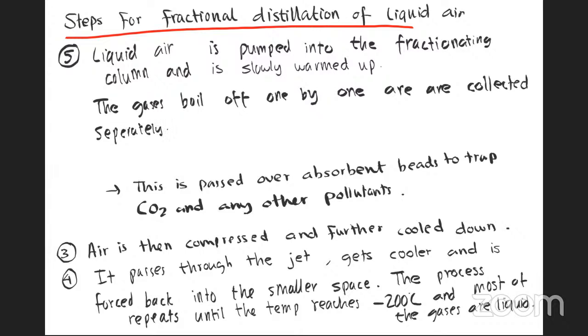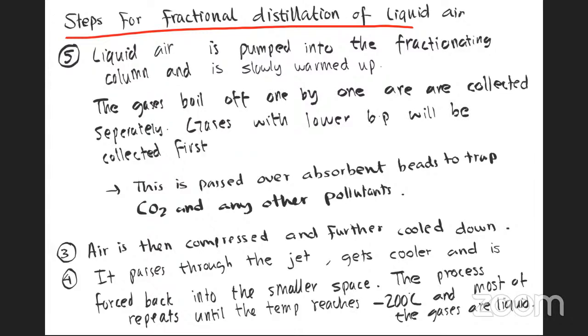So the first gas to boil off is the gas with the lowest boiling point, and it is nitrogen. Okay, so gases with lower boiling point will be collected first. So yeah, guys, copy this final step, and that will be it for the fractional distillation of liquid air. The next thing is about uses of oxygen, nitrogen, and noble gases, and then we're done with 15.2.